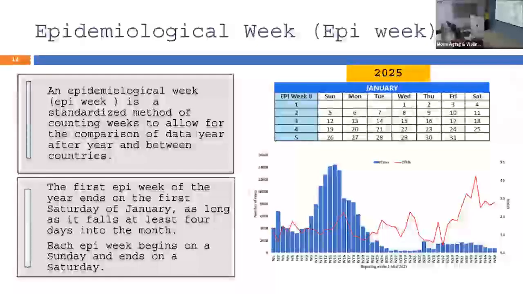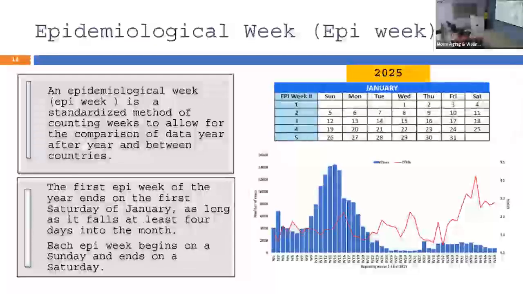The first epi week of the year ends on the first Saturday of January, as long as it falls at least 4 days into the month. So up on the top right, you have the calendar for January of 2025. We have 4 days in January that can be in the first week. So that will be epi week 1. But if January started on a Thursday, then it wouldn't be epi week 1.